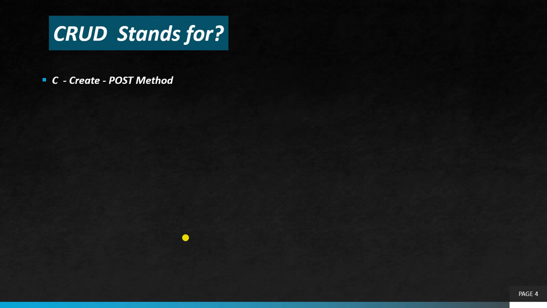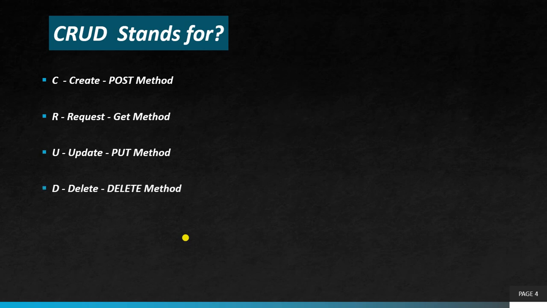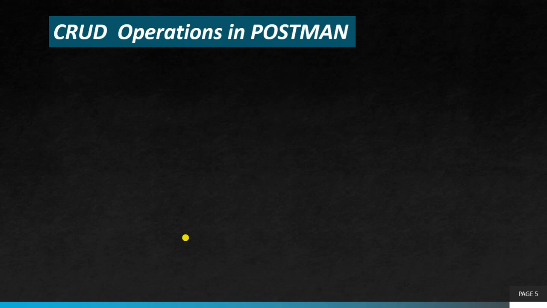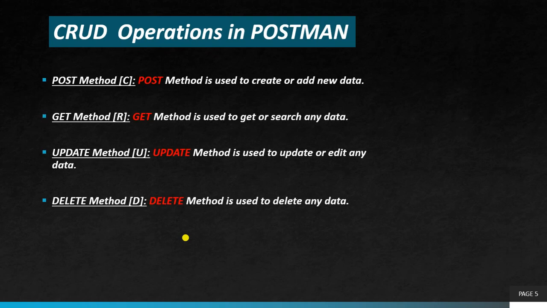CRUD is the short form of C for create, the post method; R for read, the get method; U for update, the put method; and D for delete, the delete method. So for CRUD operations in Postman, the post method is used to create or add new data, the get method is used to get or search any data, the put method is used to update or edit any data, and the delete method is used to delete your data. So let's see how it works in Postman.